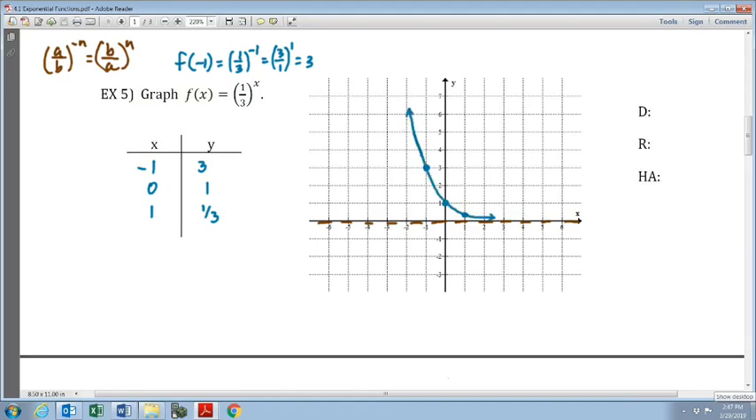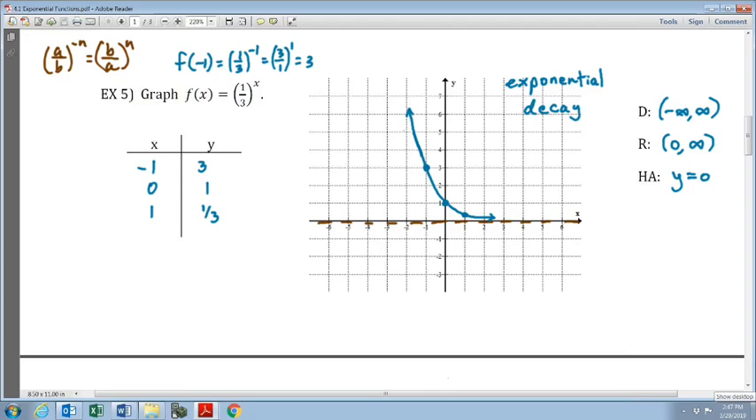As we draw the graph to the right, again, if you put in like a 2, it'd be 1/3 squared, and you end up with 1/9. If you put in 3, you'd be 1/27. So you get closer and closer, but you never reach. So it's going to look like that. Our domain is all real numbers, and our range is 0 to infinity, and the horizontal asymptote is still y equals 0. This is what we call exponential decay.